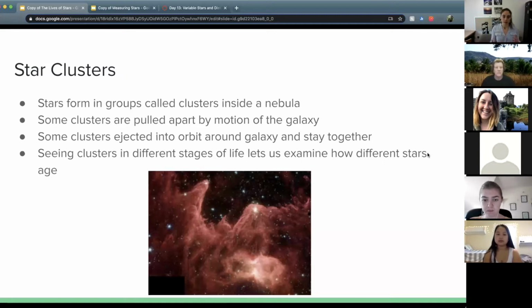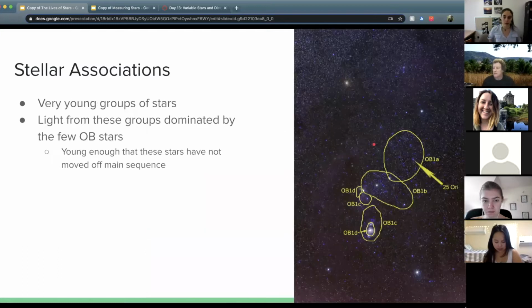So that's one of the ways that we can tell that O and B stars don't live as long as the lower mass FGK stars. We can also use different clusters at different ages to get an idea of how stars age over time. So we can compare stars within clusters to see how different stars age, and then we can compare star clusters to see how stars in general change over time. There's a few different types of clusters that we can look at, so that's what I'm going to talk about now. The first is going to be stellar associations.